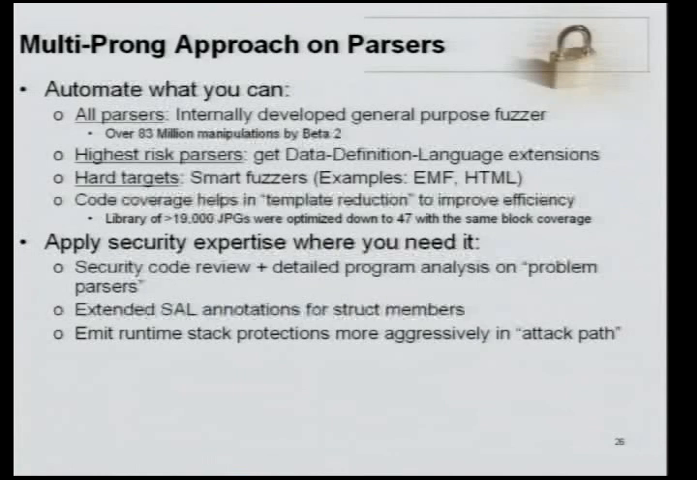And with our tools, we could crank up the noise level like never before to analyze the set of code in this attack path. We could crank up the noise level to a level that was, frankly, not sustainable code base wide, but for an attack path it was. And the other thing we could do was take our mitigations and emit them more aggressively in the attack path for these parsers.